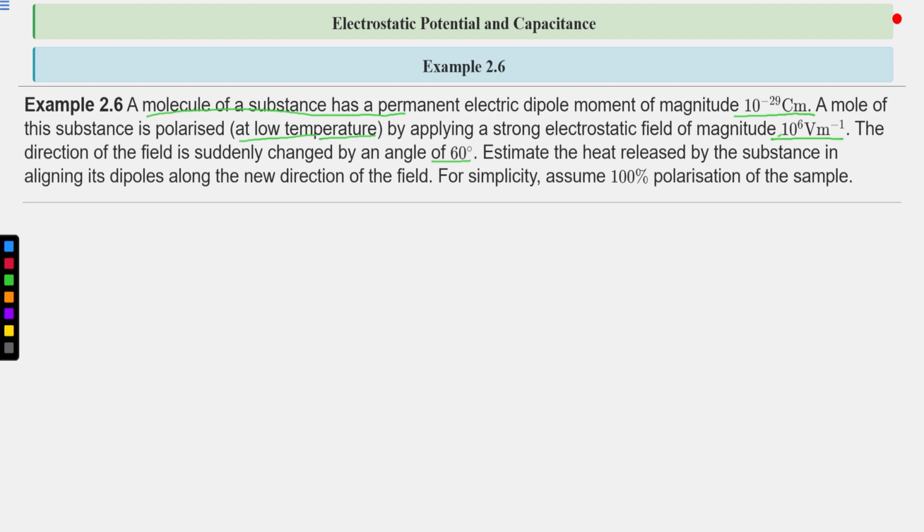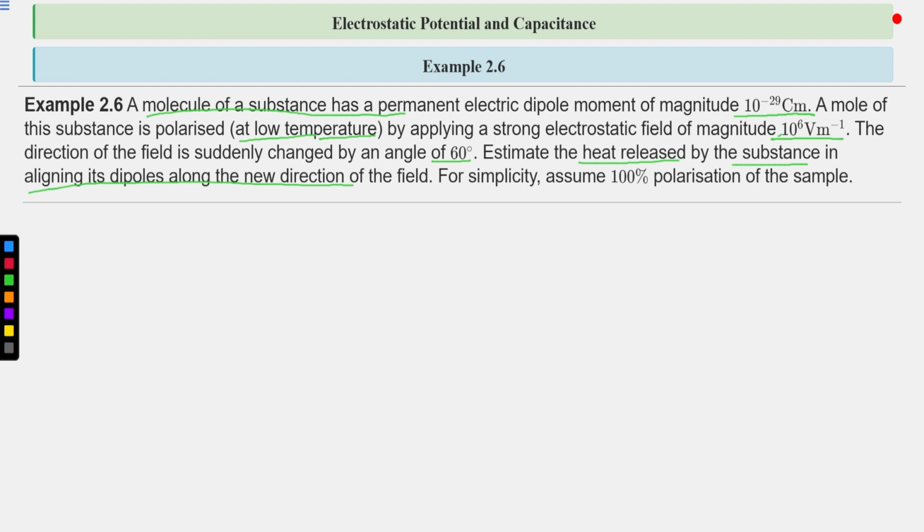Now suppose initially the direction of the electric field is horizontal and all the dipoles are aligned in the direction of the electrostatic field. So the angle between the dipole moment of all the molecules and the electric field is 0 initially. Then we change the electric field suddenly by an angle of 60 degrees. Now estimate the heat released by the substance in aligning its dipoles along the new direction of the electric field.